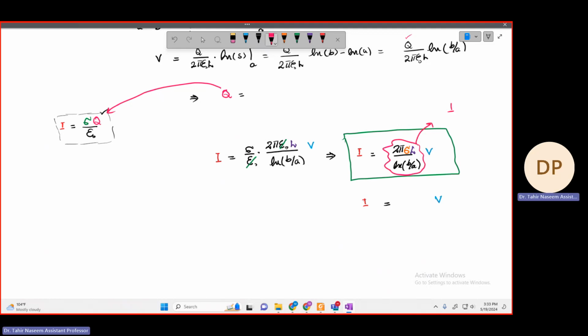So this is 1 over R, right? Because if we take this R to the other side, V is equal to IR. So the resistance in this case will be the reciprocal, which is log of B over A, divided by 2 pi conductivity of the material, and then length of the material. Is this the case? Yeah. So this is the answer.